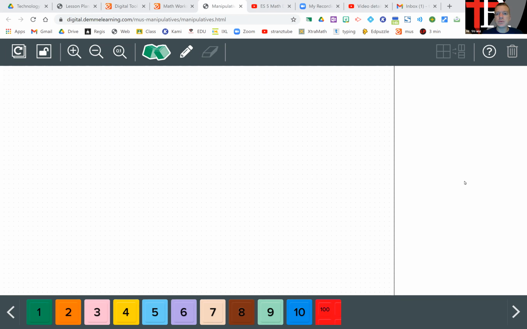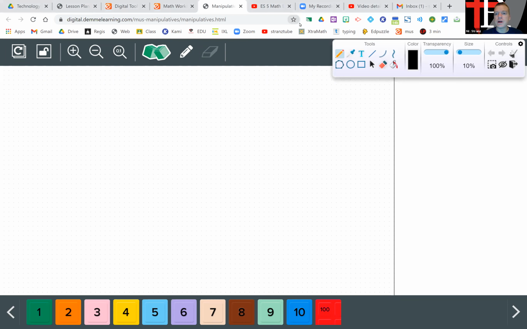All right, so I am going to give us a problem here. Let's just say we have the problem 2.3 times 1.4. Okay, so I'm going to go ahead and build that with my manipulatives.